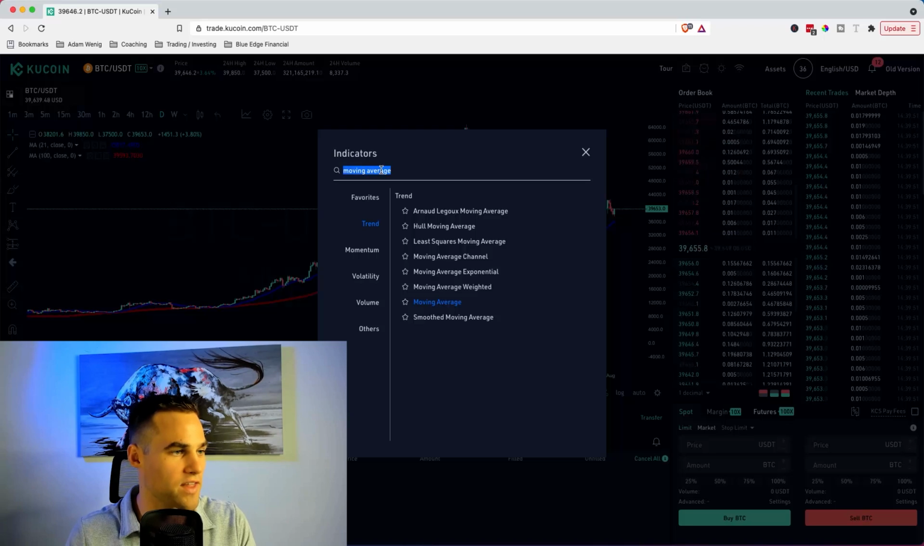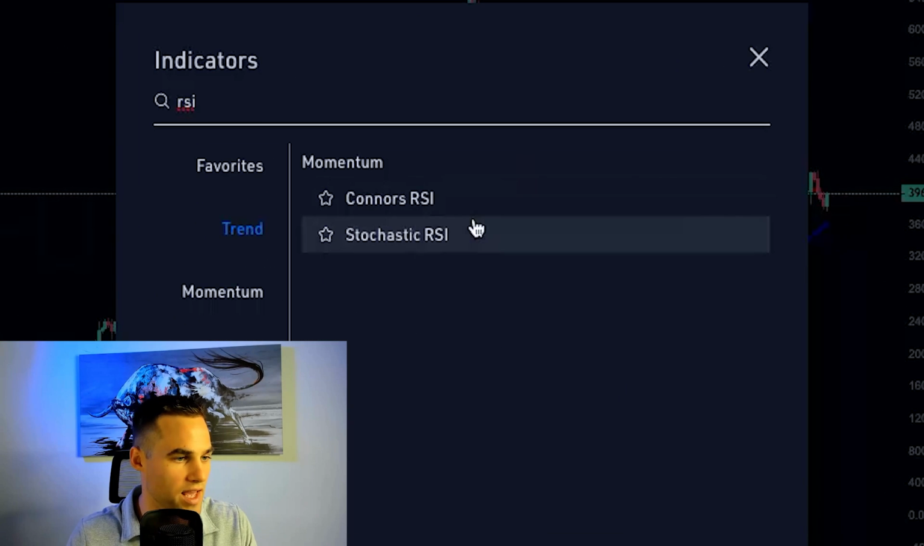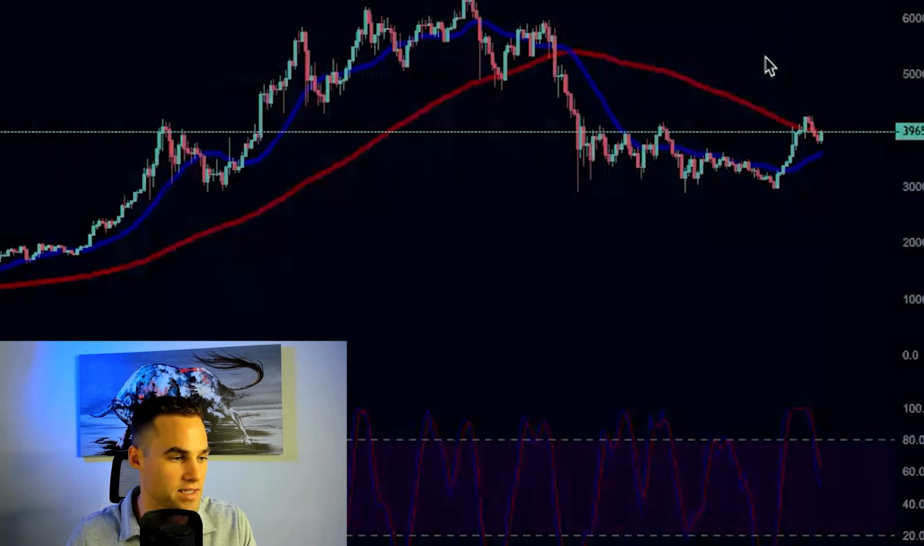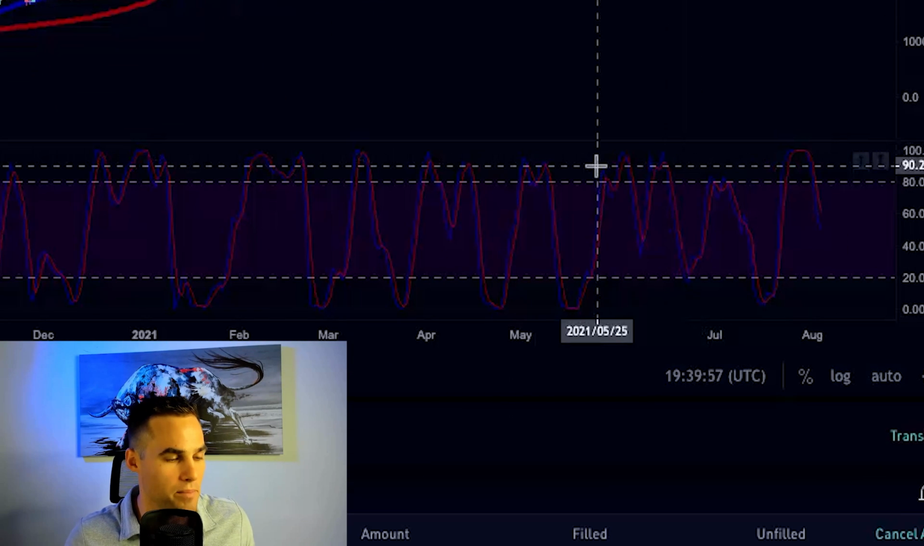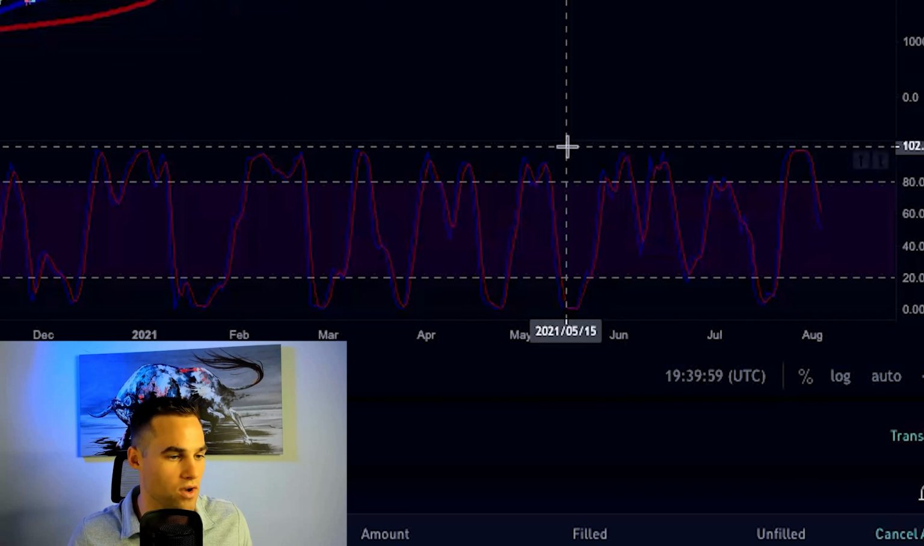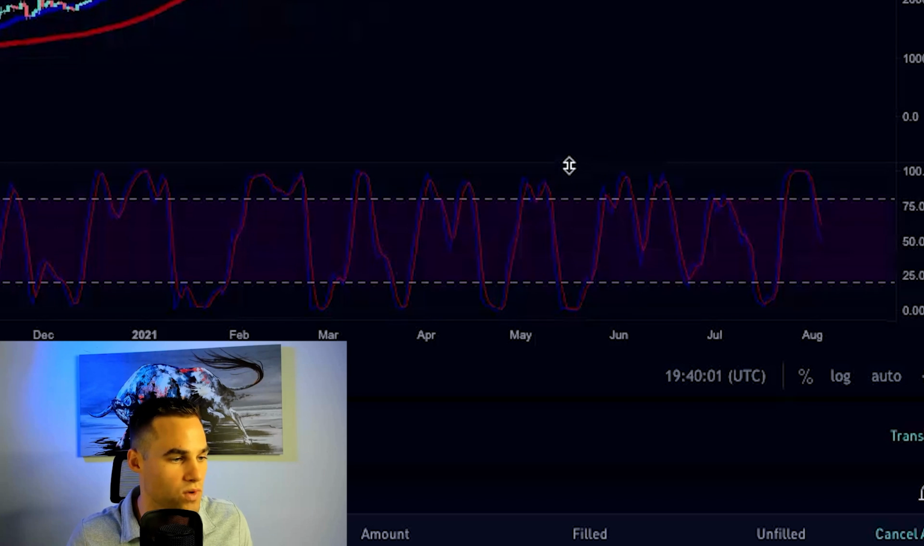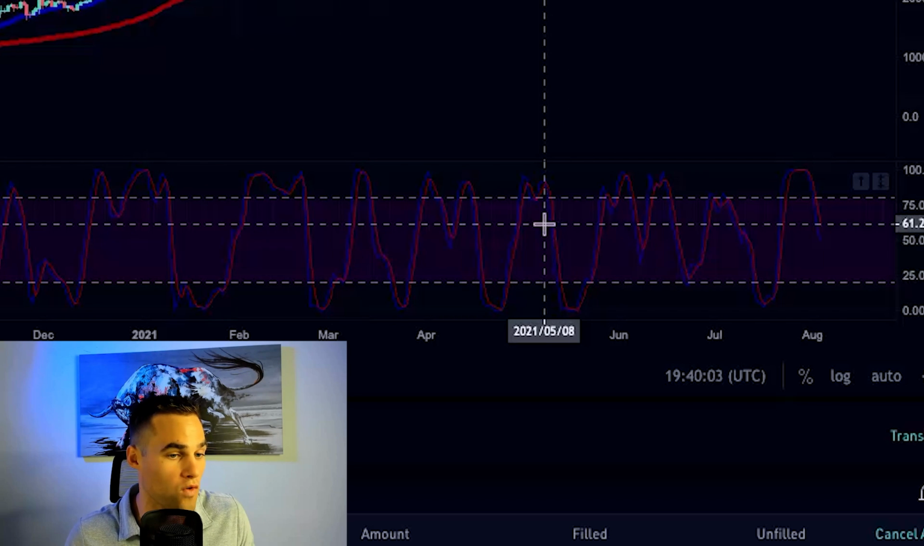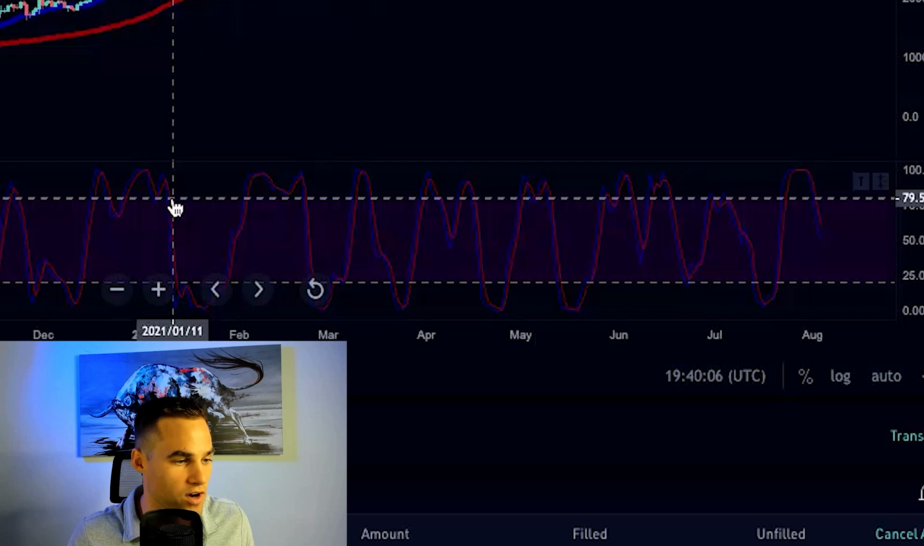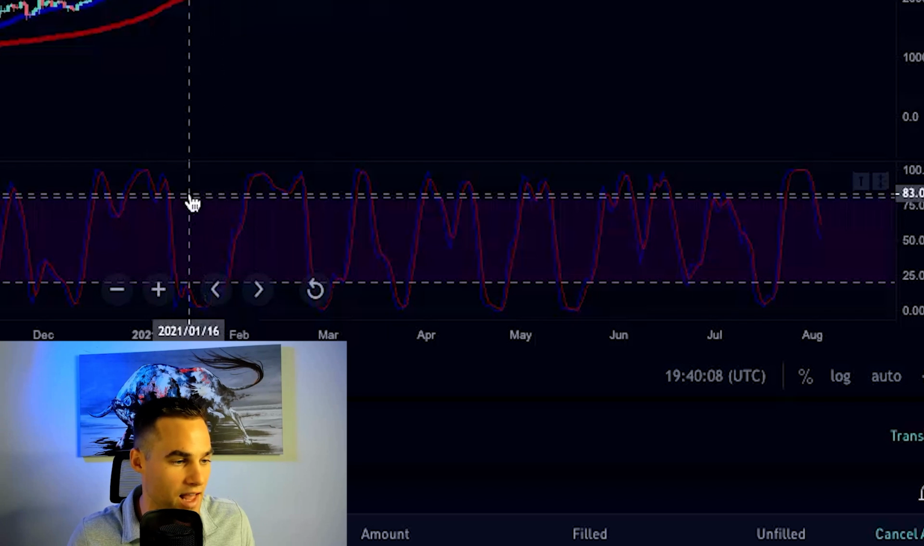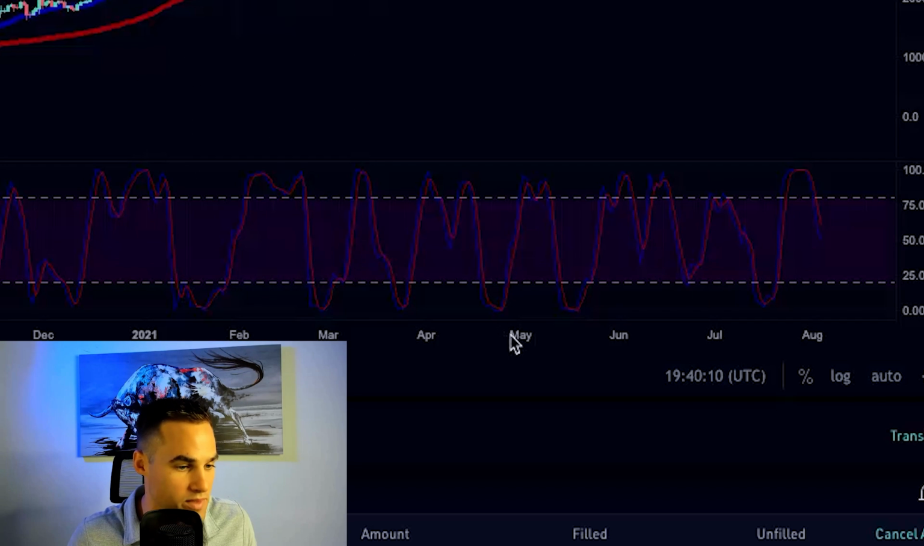Now, one other indicator that you may want to pop on is something like an RSI. This is a stochastic RSI, it happens to be, but any RSI will do. This is something called an oscillator, and this can basically tell you when a cryptocurrency is overbought or oversold. So for example, if it crosses above this 80 line right here, you can see it's a scale from 0 down here at the bottom all the way up to 100.